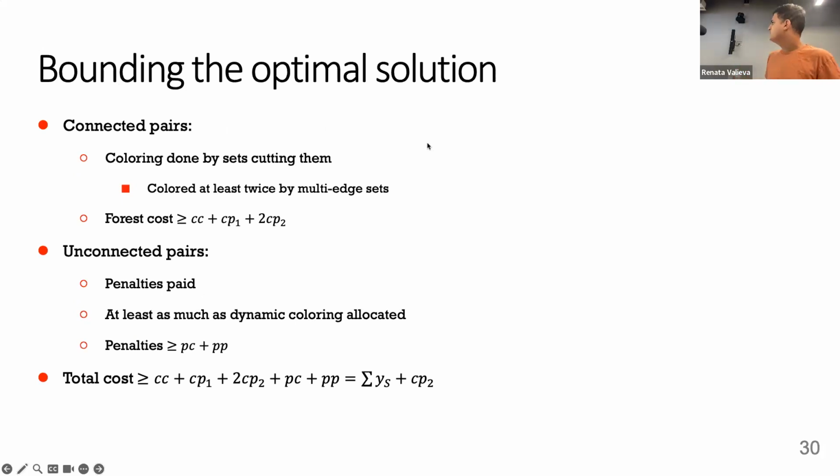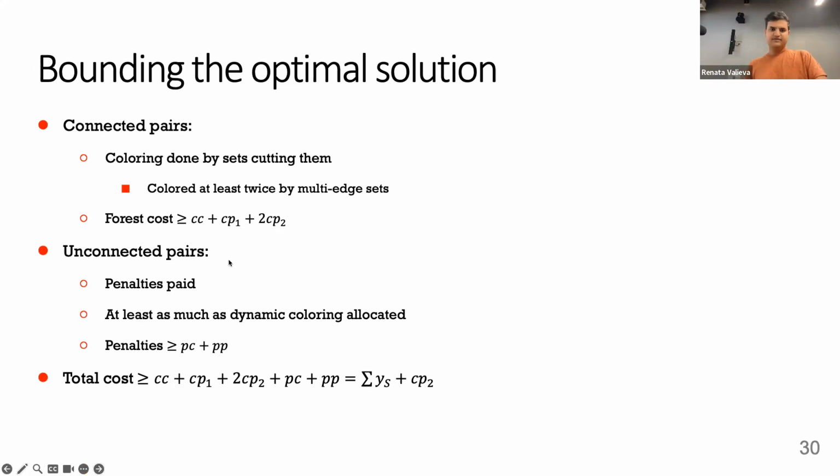Okay, now we try to get our lower bound for the optimal solution. We note that for the connected pairs, we can bound the forest selected by the optimal solution using the coloring on the edges of the forest. So, for each pair connected by the optimal, if a set cuts that pair, we have an edge of the optimal solution being colored by the color of that set in the static coloring and the color of the pair in the dynamic coloring. And also for the multi-edge sets, we have two edges being colored. And that gives us this bound for the cost of the forest edges in the optimal solution.